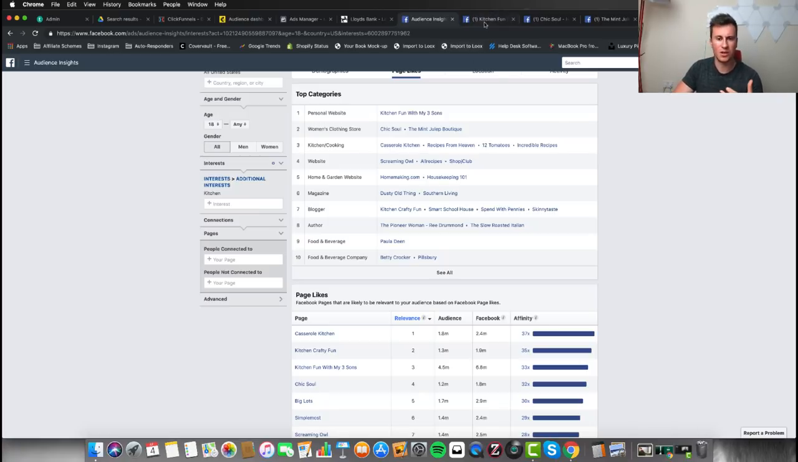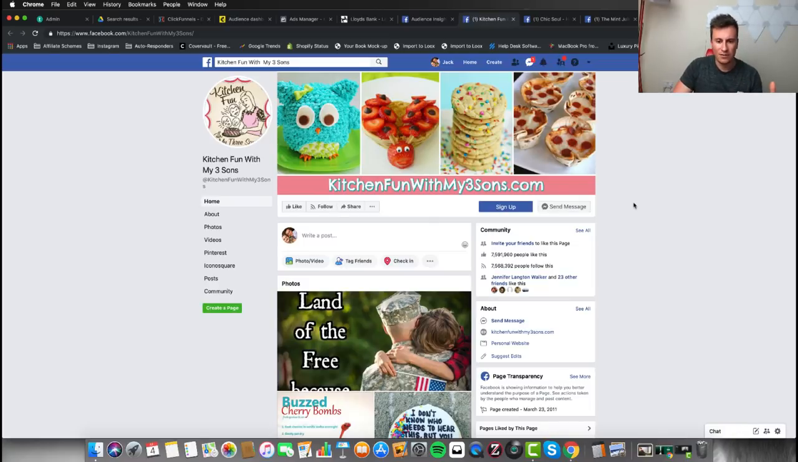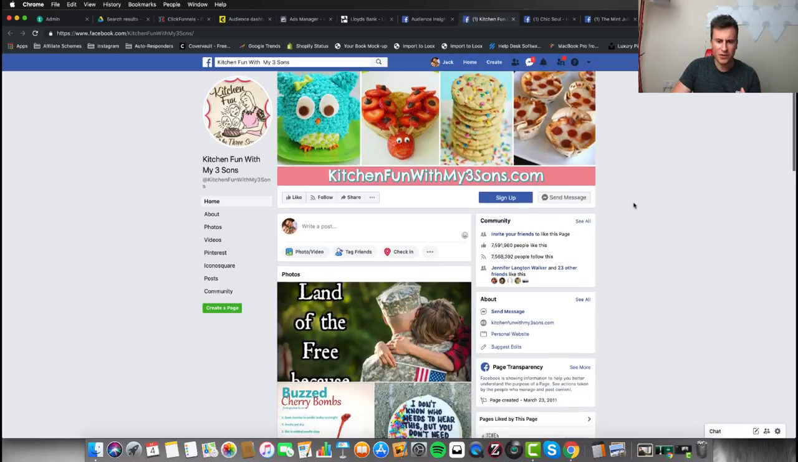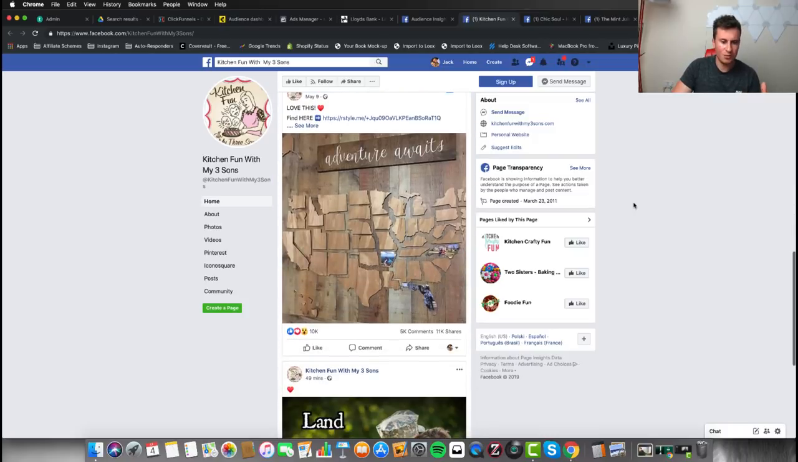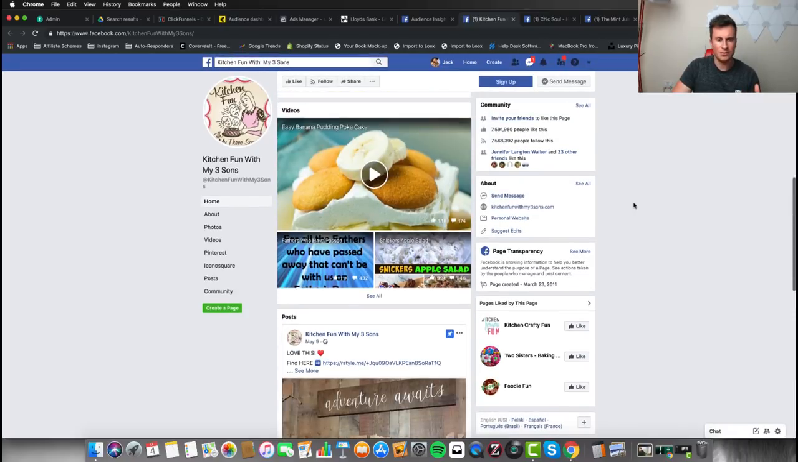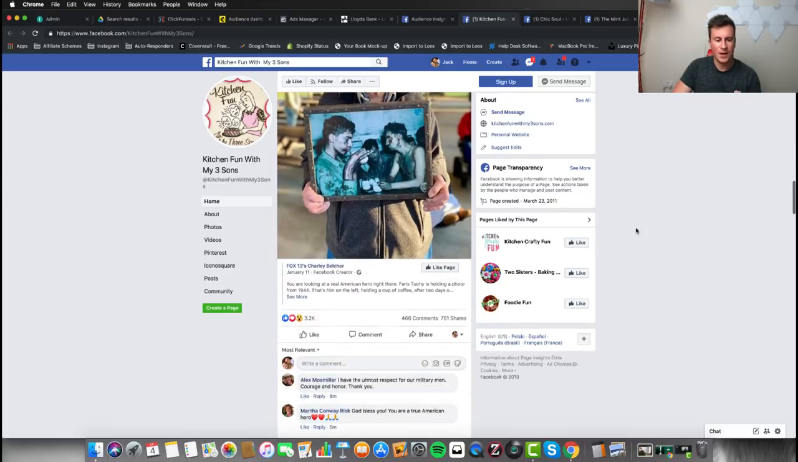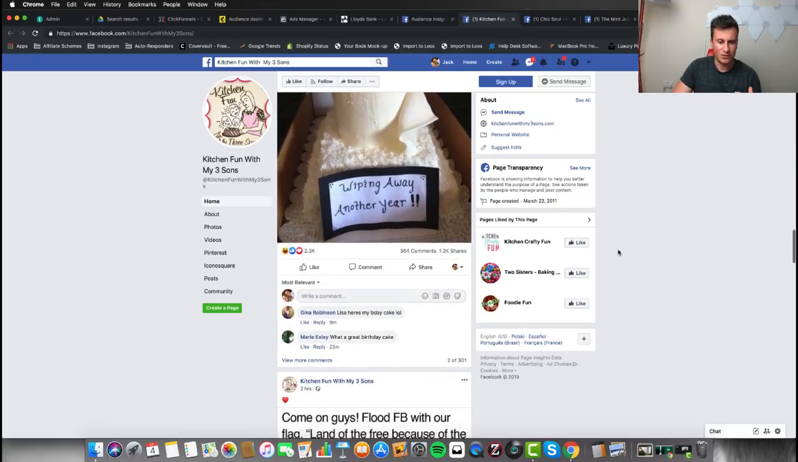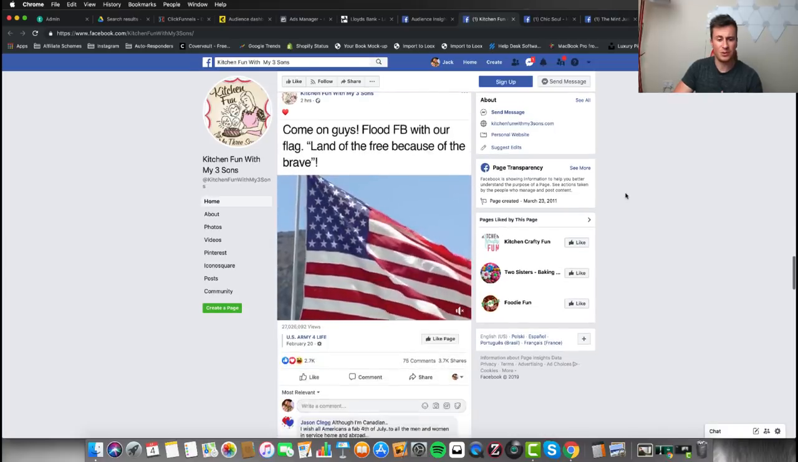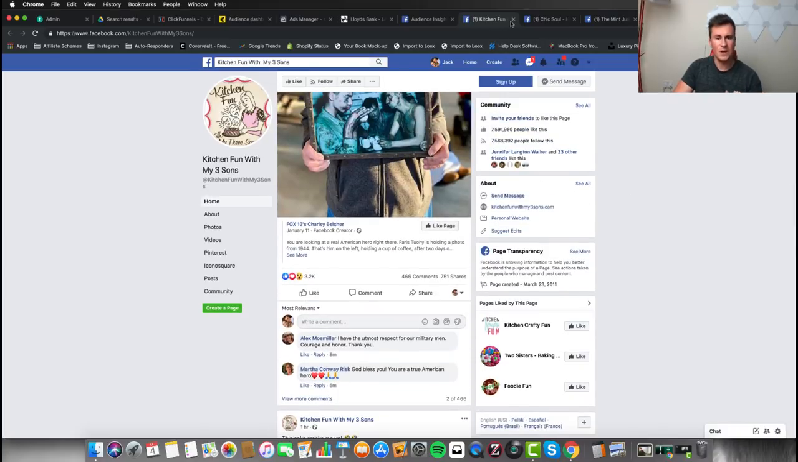But if we just have a look at the top few pages, then we have Kitchen Fun with My Three Sons, which is kind of relatable. In fact, it looks like certain different recipes and stuff, which is a good sign. That's pretty decent. If we look at the engagement as well, there's a ton of engagement on that post, pretty decent on that post as well. So this is actually a good page, potentially one we could delve deeper into solely.